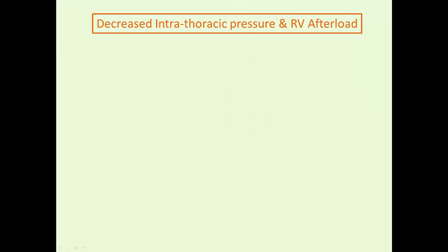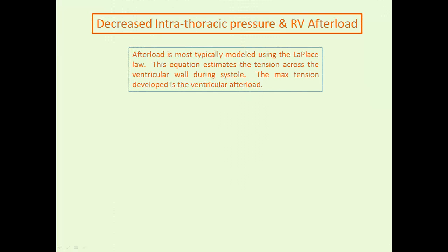Now let's continue our discussion of how a decrease in intrathoracic pressure affects the cardiocirculatory system by talking about how a decrease in intrathoracic pressure can affect the right ventricular afterload. The effects of intrathoracic pressure on right ventricular afterload are somewhat controversial and difficult to define, and that's because the afterload, which we model using the Laplace law, best applies to the left ventricle because the geometry of the left ventricle is quite symmetrical and normal.